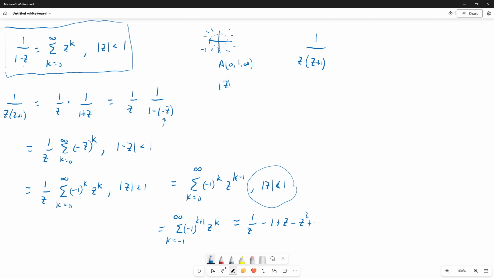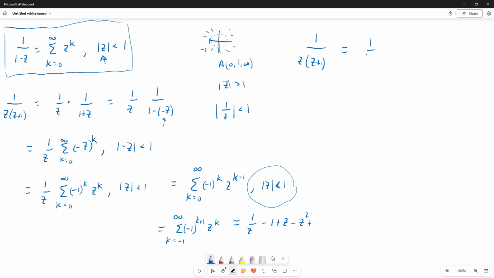The modulus of z is greater than 1, and so that's not going to work here. So if the modulus of z is bigger than 1, we need some variable quantity whose modulus is less than 1. Well, let's just take the reciprocal of this. 1 over z, the modulus of that, will be less than 1. So we want to express things in terms of the variable 1 over z.